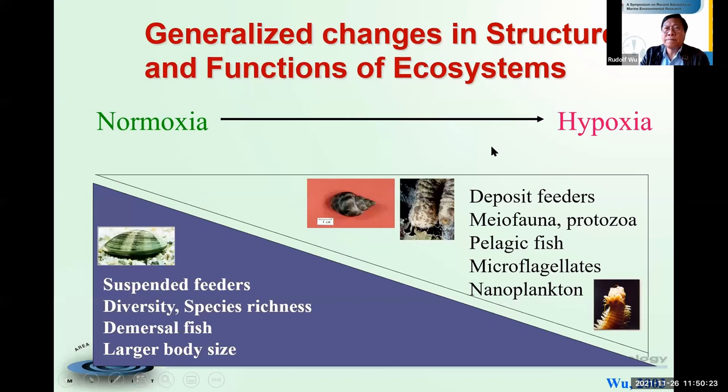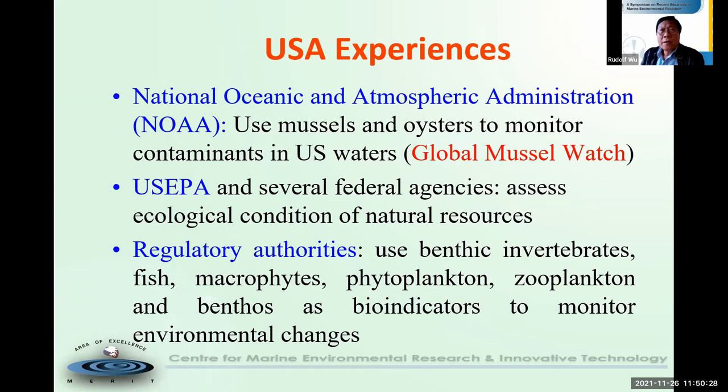Now, in fact, a lot of countries are using that, like NOAA, the National Oceanic and Atmospheric Administration. They are now using mussels and oysters to monitor contaminants in U.S. water instead of measuring metals in water. That's what they call the Global Mussel Watch, which started in the 80s. And then the U.S. EPA is now assessing the ecological condition of natural resources instead of measuring pollutants in these areas directly.